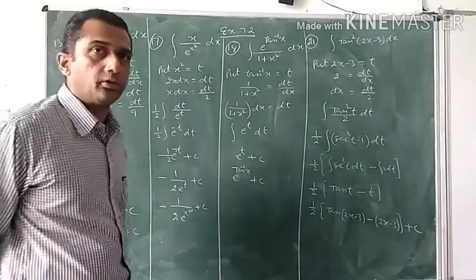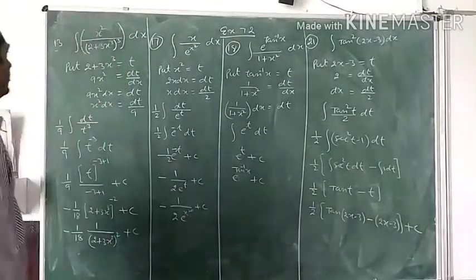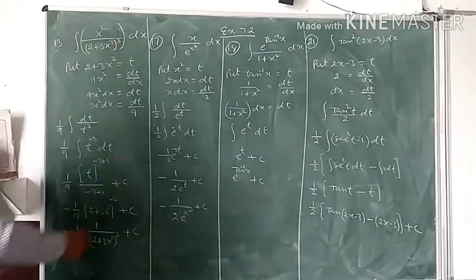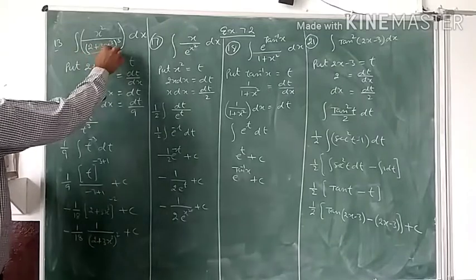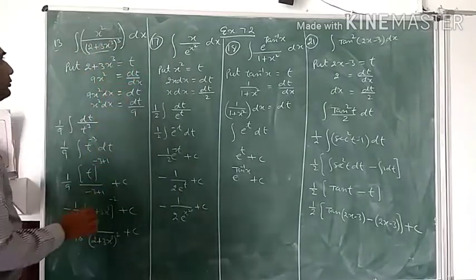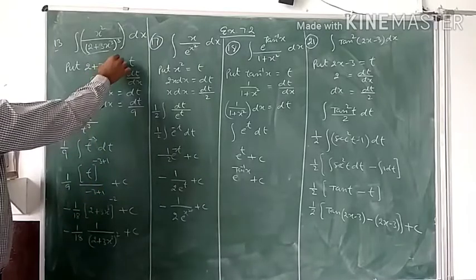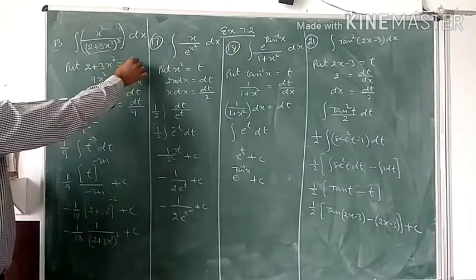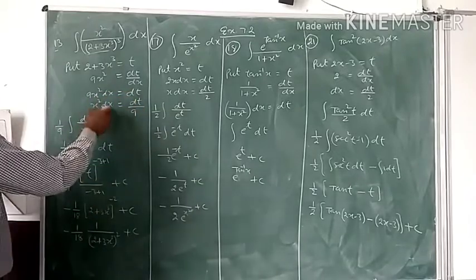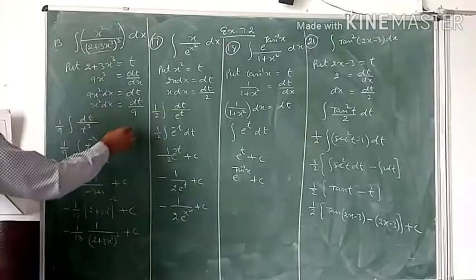So next, students, question number 13. Integrate x square over (2 plus 3x cube) raised to power 3 dx. Now put 2 plus 3x cube is equal to t, differentiating both sides with respect to x. So it will be 9x square is equal to dt over dx, 9x square dx is equal to dt, and x square dx is equal to dt over 9.